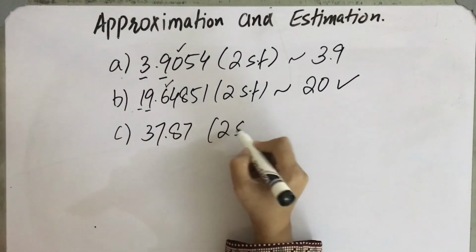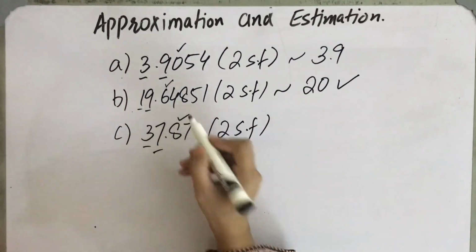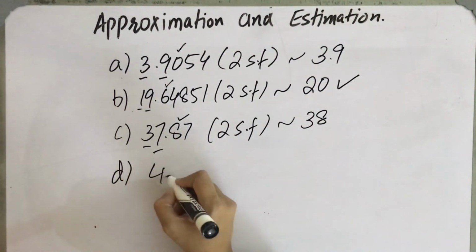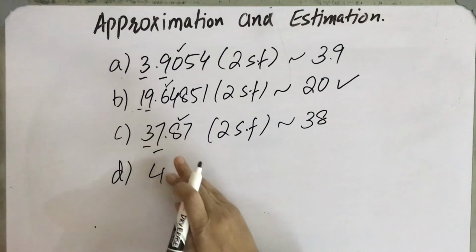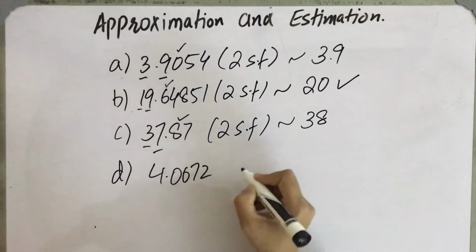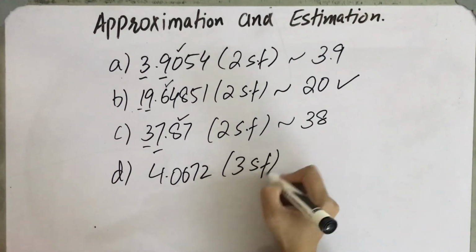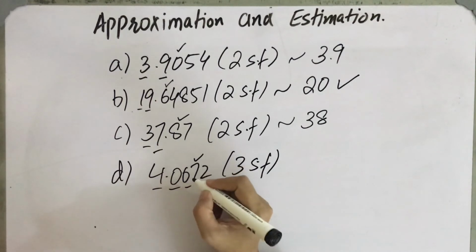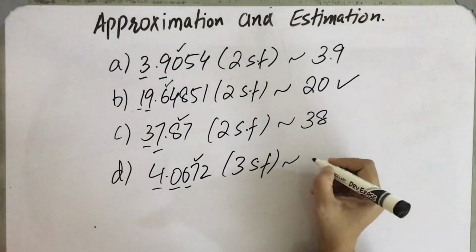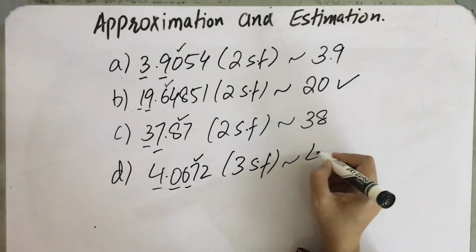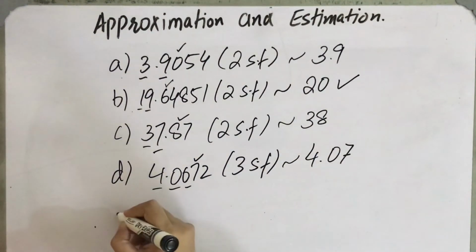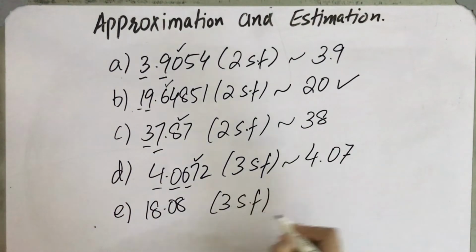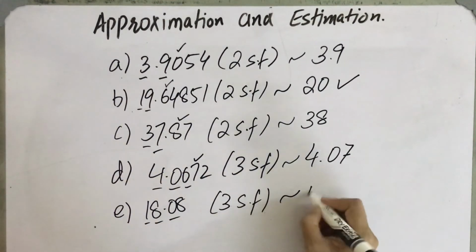37.87 correct to 2 significant figures. These are the 2 numbers. This 8 will give 1 and the answer will be 38. 4.0672 correct to 3 significant figures. 1, 2, 3. This 0 between the non-zero numbers will be taken as significant. Our answer should have 3 numbers. This 7 will give 1 to 6. Our answer will be 4.07. 18.08, 3 significant figures will give us 1, 2, 3, 18.1.